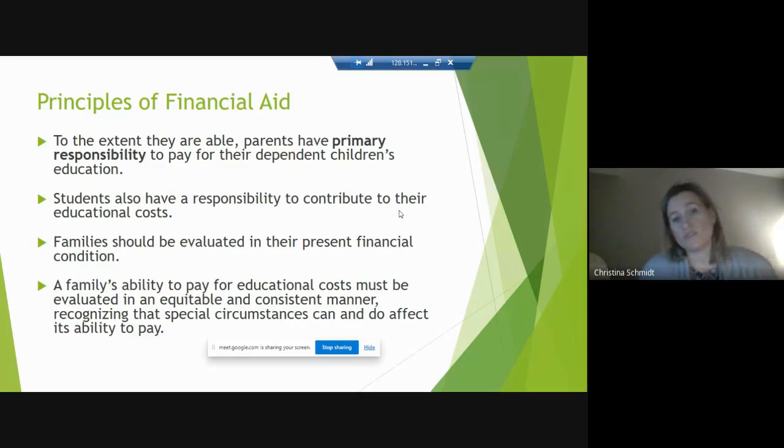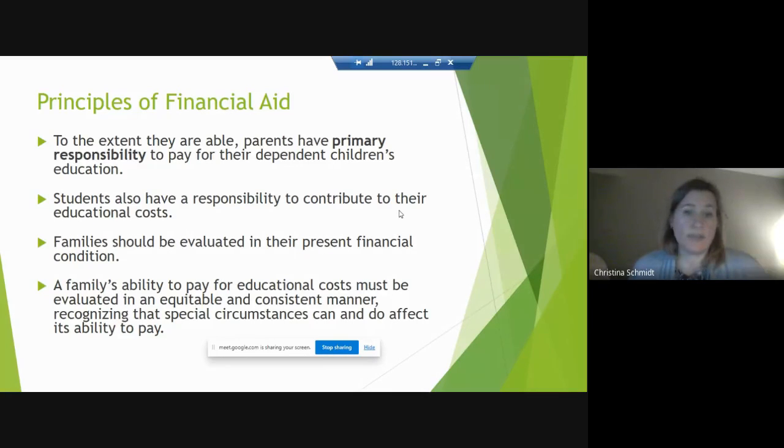It's also expected that students have some skin in the game and a responsibility to contribute to their educational costs. And so this could be from any savings that they have accumulated over the years, student loans. Some schools have a summer earnings expectation. So between academic years, a student would be expected to be working and use some of their earnings to contribute. Or a student could seek employment on campus while they're a student and use those to pay for educational costs.